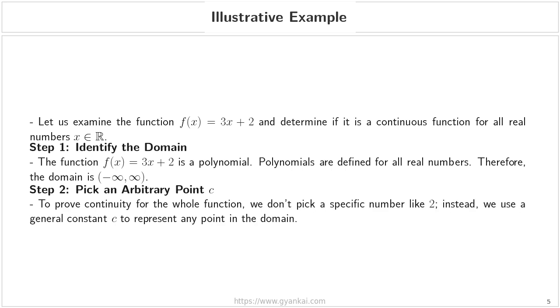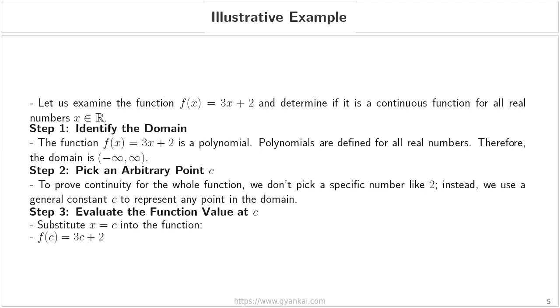Step 2 is to pick an arbitrary point, which we will call c. It is important to note here that to prove a function is continuous across its entire existence, we cannot simply pick a few specific numbers like 2 or 5. Instead, we use a general constant, c, to represent any possible point within the domain.